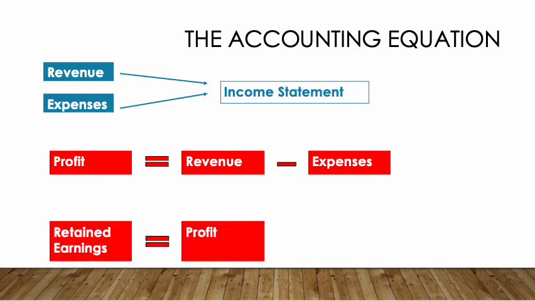Another equation I would like to introduce is retained earnings. So retained earnings then is equal to profit minus an owner's withdrawals. Or remember, another term we can use for withdrawals is dividends. Anything taken out of the retained earnings. I'll get to that equation a little bit later on in the course.